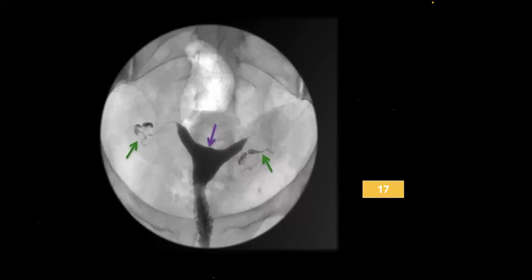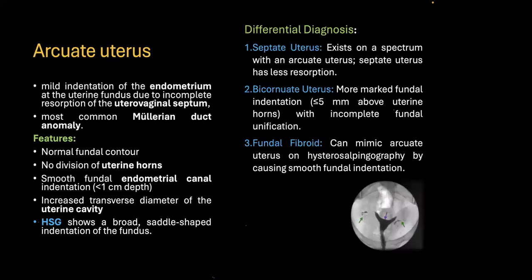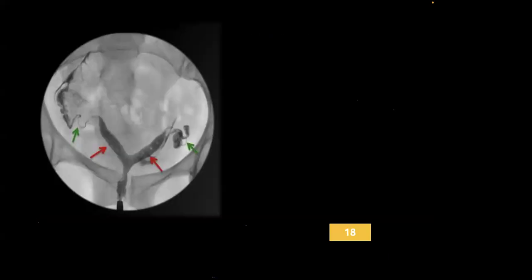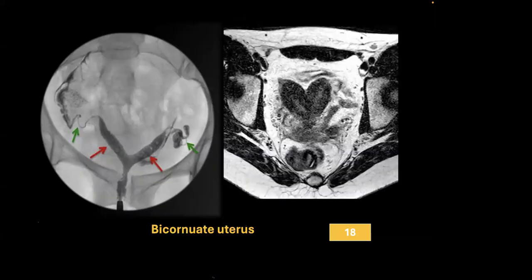How about this? Seventeen. Yeah, most of you have got it correct. It is an arcuate uterus. Okay, now how much is the fundal dipping and intercornual distance? When do we call it bicornuate?